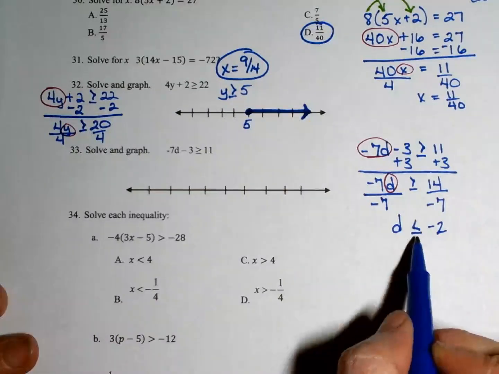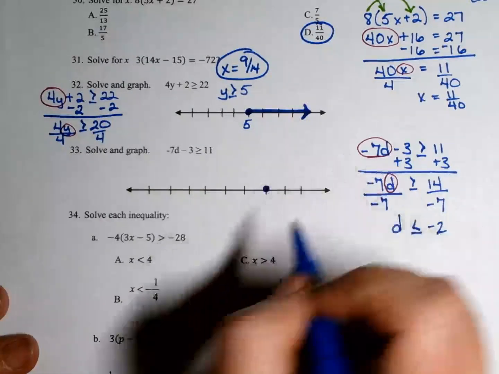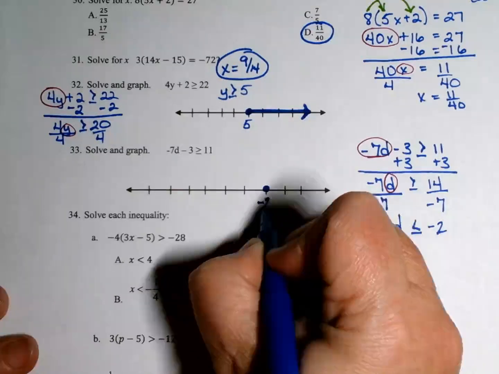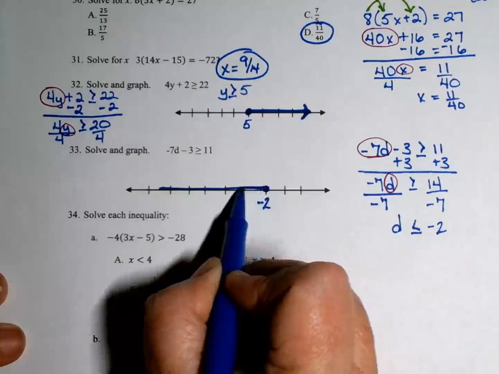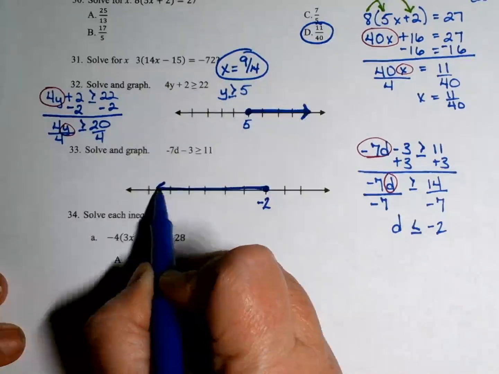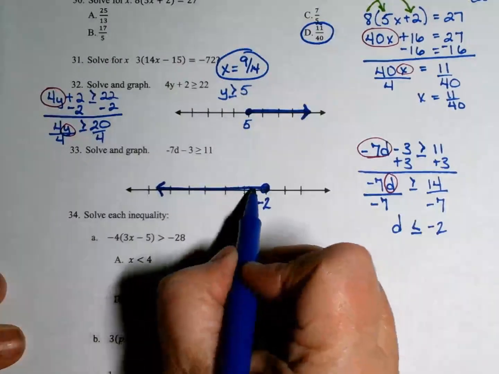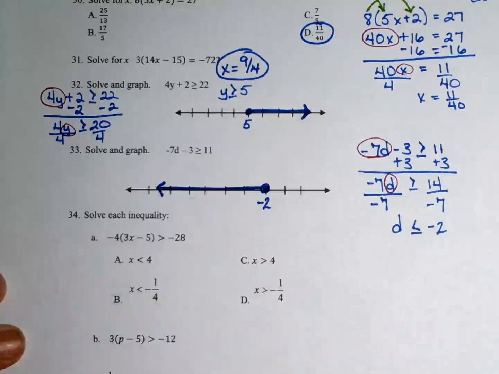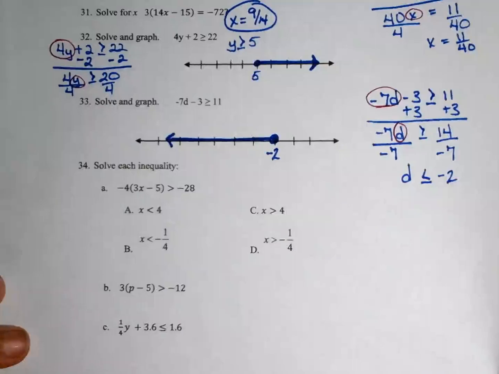So to graph that one, it's still going to be a solid circle because it's less than or equal to negative 2. Negative 2 could be a solution. So on my number line, I'm going to make that negative 2, and my line is going to go that way, because anything less than negative 2 will make it work. Make sense? Don't make these harder than they are.